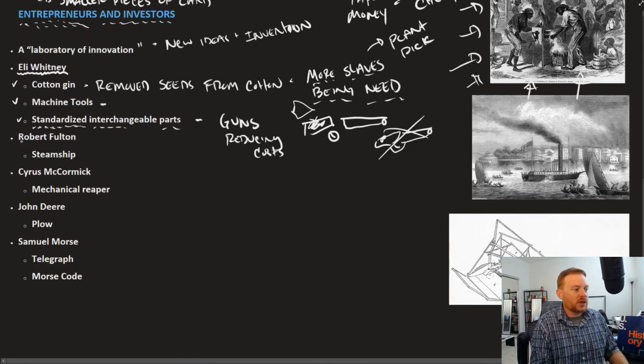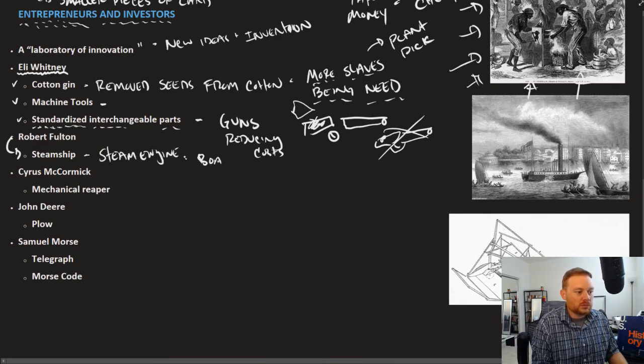A couple of other important inventors, all of these are associated with the inventions that are listed below them. Robert Fulton invented the steamship. This was to take the steam engine and put it on boats. We see a picture of a steamship right here.